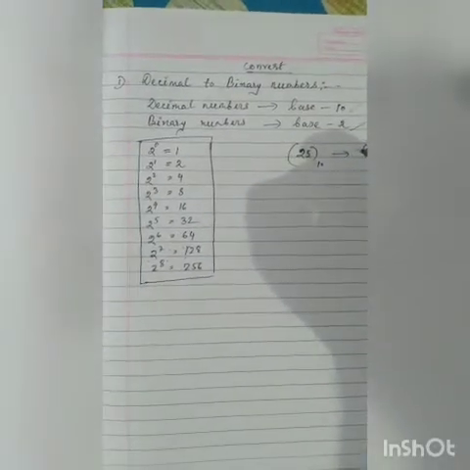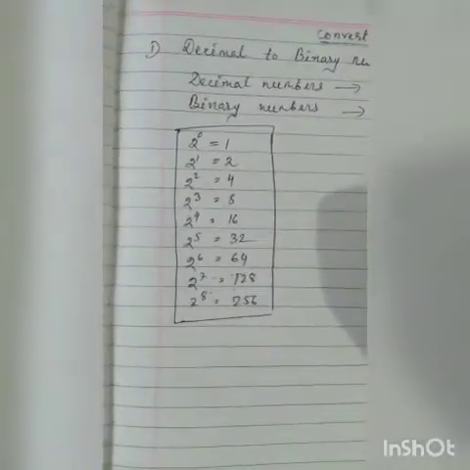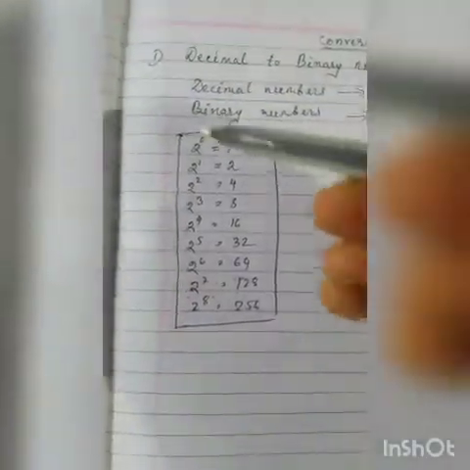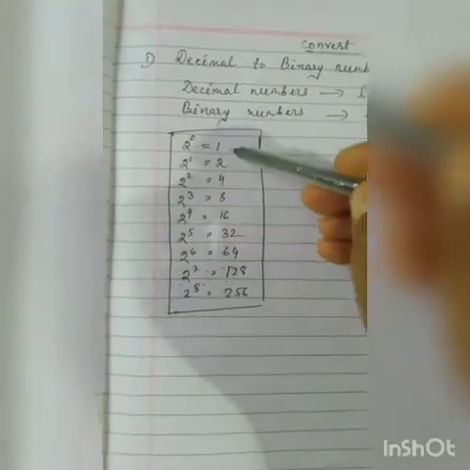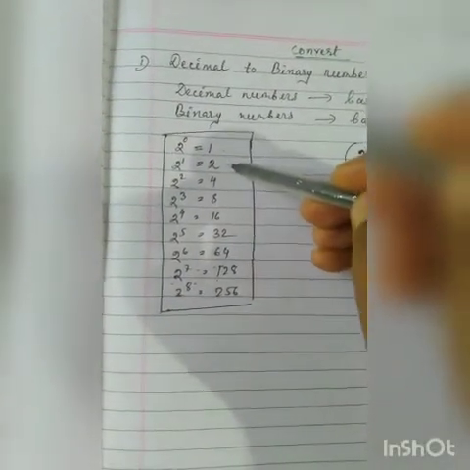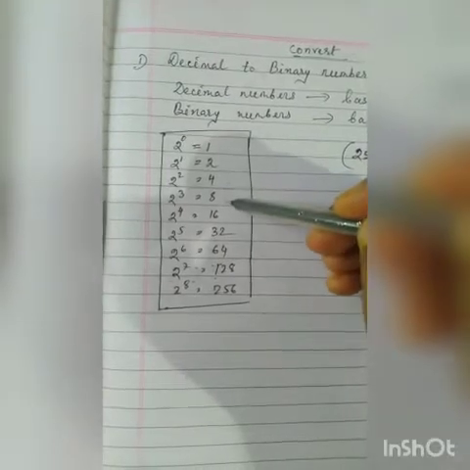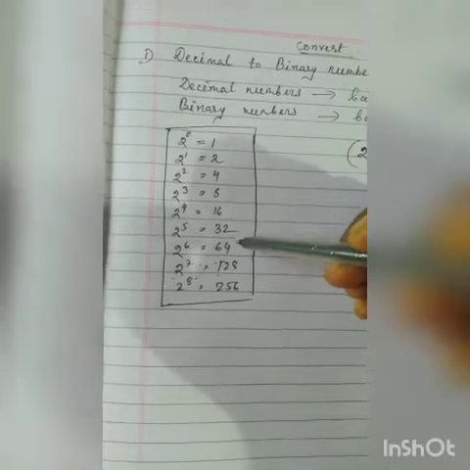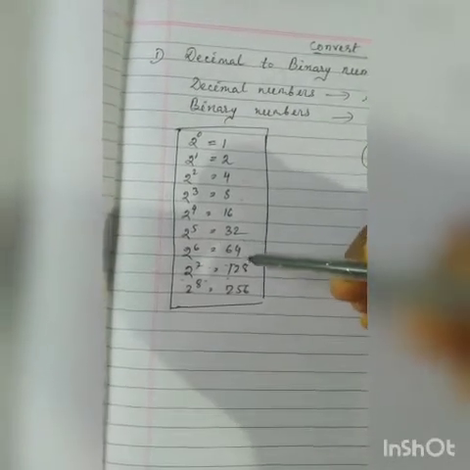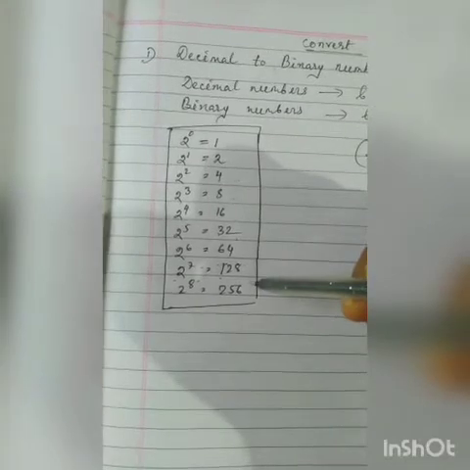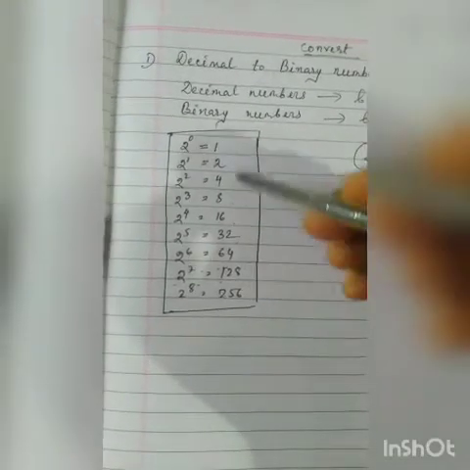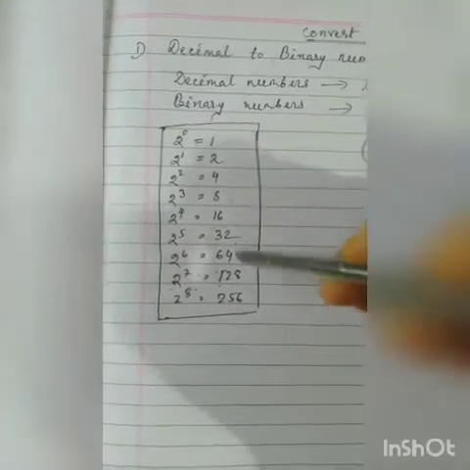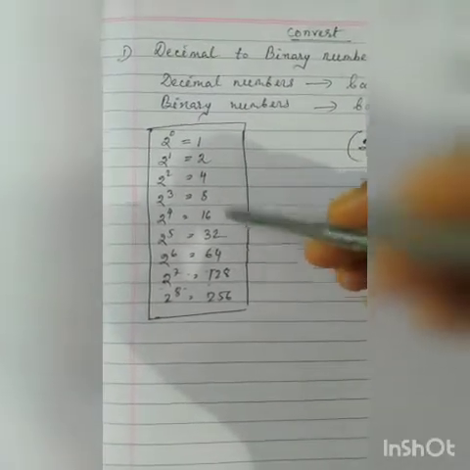Before starting how to convert, I have given one table. Just remember these, so it will be easy for you to calculate. 2 to the power 0 means 1. 2 to the power 1 means 2, 2 to the power 2 means 4, 2 to the power 3 means 8, 2 to the power 4 means 16, 2 to the power 5 means 32, 2 to the power 6 means 64, 2 to the power 7 means 128 and 2 to the power 8 means 256. So remember this small table so that there is no need to multiply at that time. I am telling you, then you will understand why I have given this table.